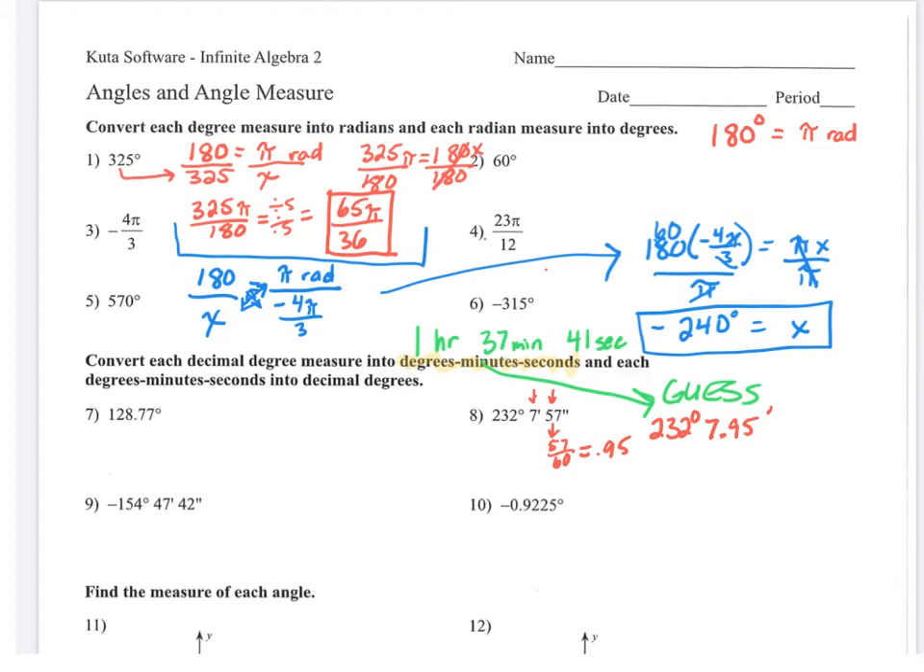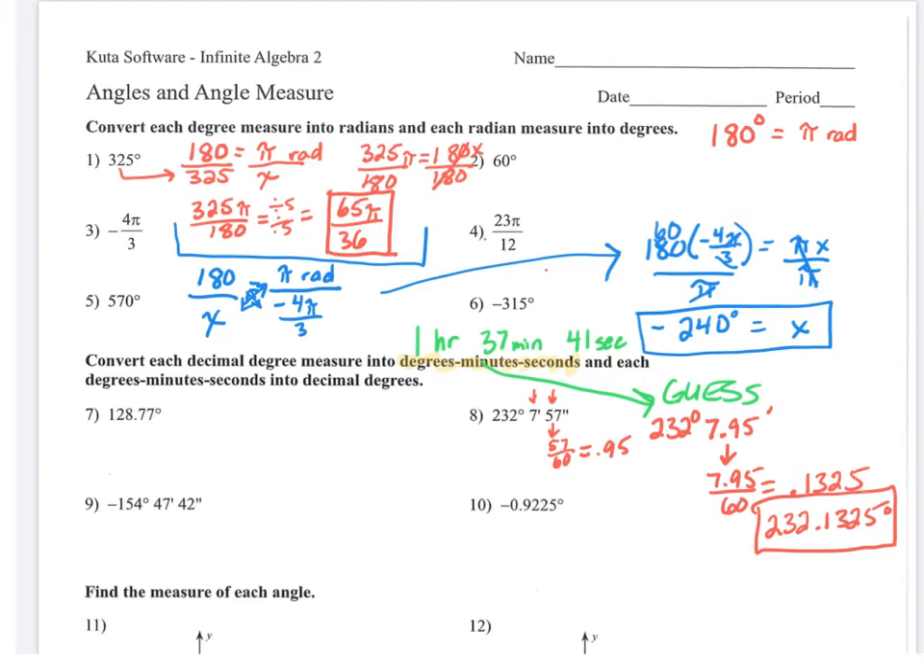Well, now 7.95 minutes, we take 7.95 minutes divided by 60 to get a decimal in degrees. So 7.95 divided by 60 is 0.1325, which means it'd be 232.1325 degrees. So that's how you would go, it's called DMS, degrees, minutes, seconds, into decimals.